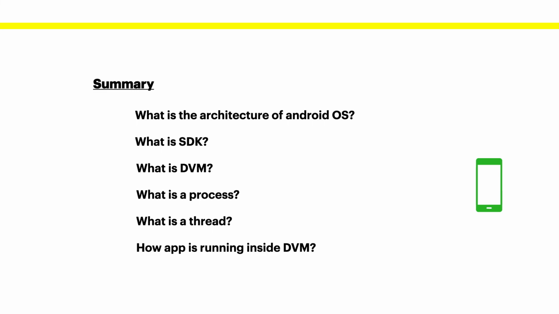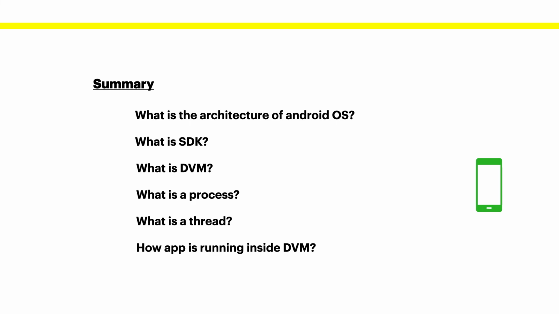The Dalvik virtual machine is the runtime for Android. Inside this Dalvik virtual machine the app is running. So what is a process? Every application is a process. If the Gmail app is running, Gmail is a process. If the Facebook app is running, Facebook is a process. What's a thread? Inside the Gmail application, a file attachment is uploading and error checking is happening. These are the threads. These are multiple threads running inside a single application. So we can say an application is a multi-threaded application.